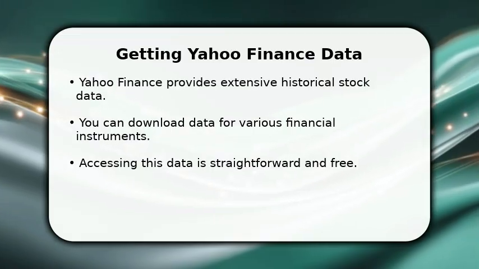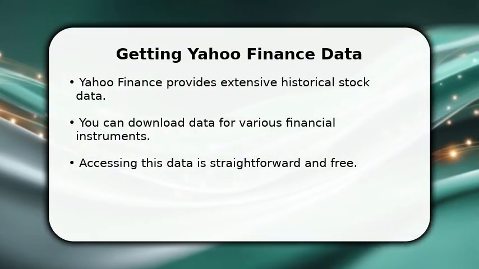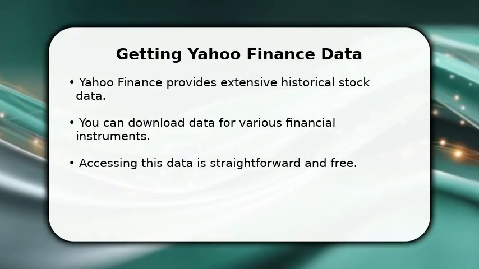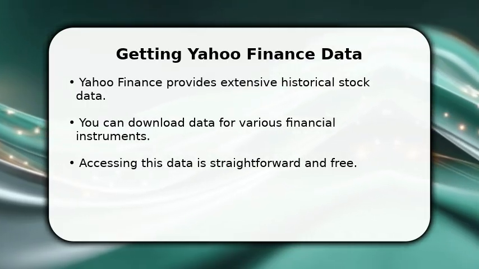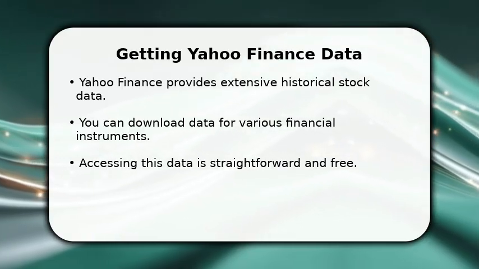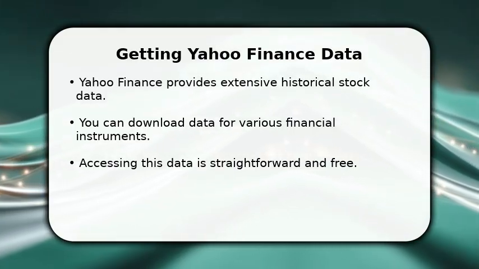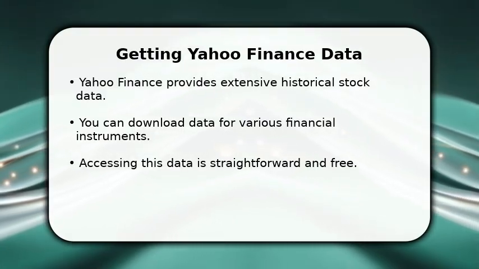In this video, I will explain how to get historical data from Yahoo Finance. First, navigate to the Yahoo Finance website and search for the specific stock or index you are interested in. Once on the Assets page, locate the Historical Data tab. This section offers a comprehensive view of past performance, including opening and closing prices, as well as trading volume. It's a powerful tool for market analysis.